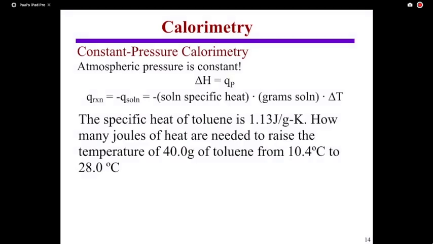All right. Here we go. The specific heat of toluene is 1.13 joules for every gram for every Kelvin. Here's where you can do either Kelvin or degrees Celsius. How many joules of heat are needed to raise the temperature of toluene from 10.4 degrees Celsius to 28.0 degrees Celsius? All right.